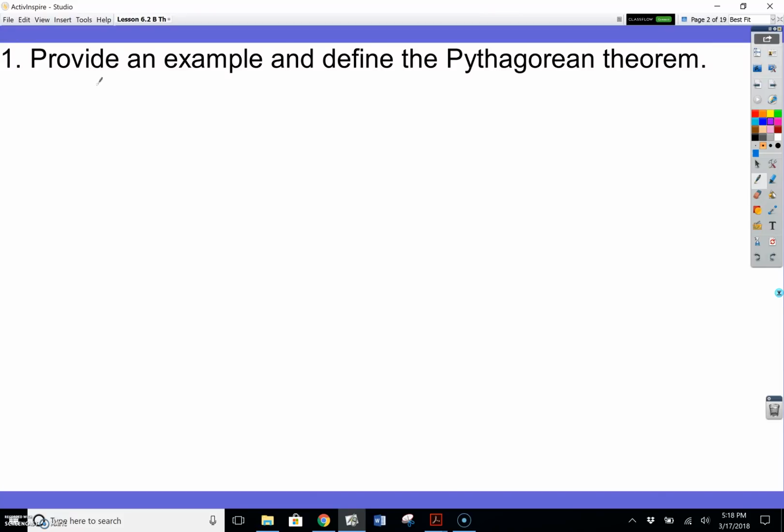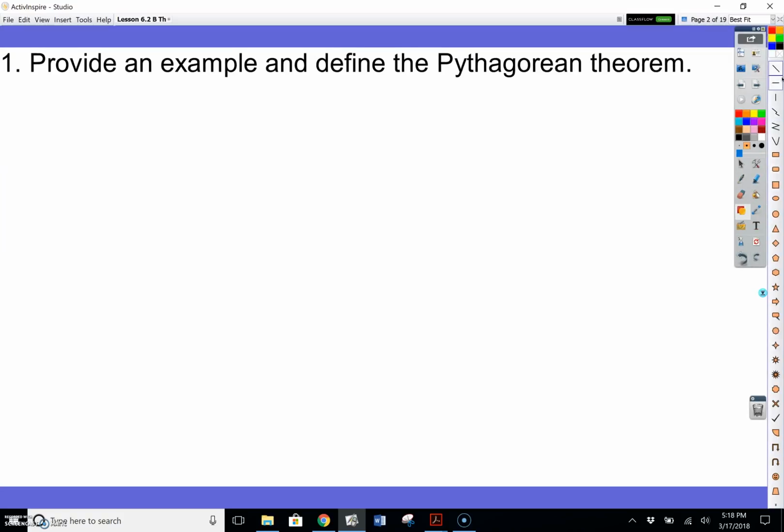So what we're going to do, it says provide an example of the Pythagorean theorem and define the Pythagorean theorem. What I want us to remember is that the Pythagorean theorem is used to find a missing side of a right triangle. If I were to bring this up, I'd have a base, another leg, and a right triangle is a triangle that forms a 90 degree angle.